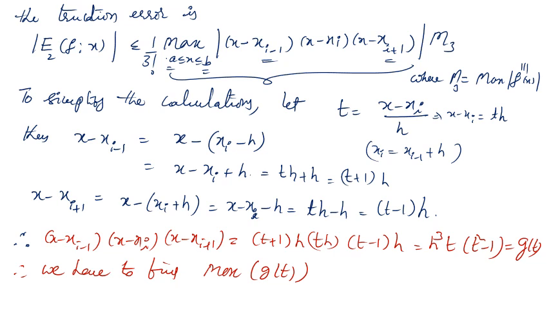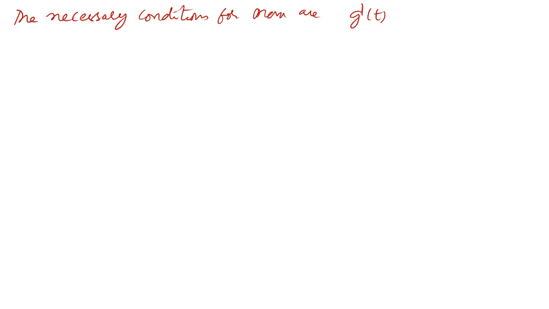Now you know that for maxima and minima, the necessary condition for maxima is that the first derivative must be equal to 0, g dash t equals 0. So this becomes 3t square minus 1 equals 0. So what are the values of t? T equals plus or minus 1 by root 3.